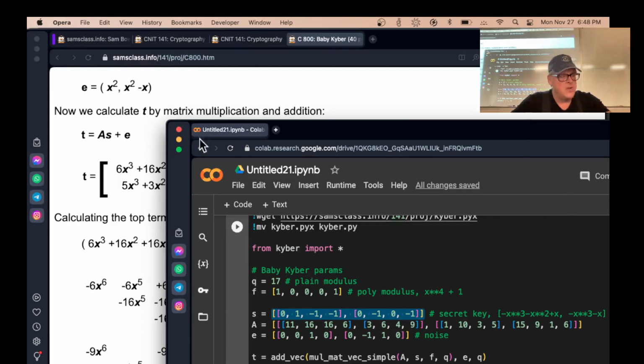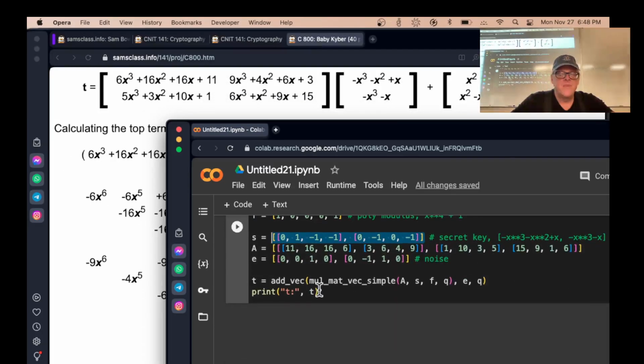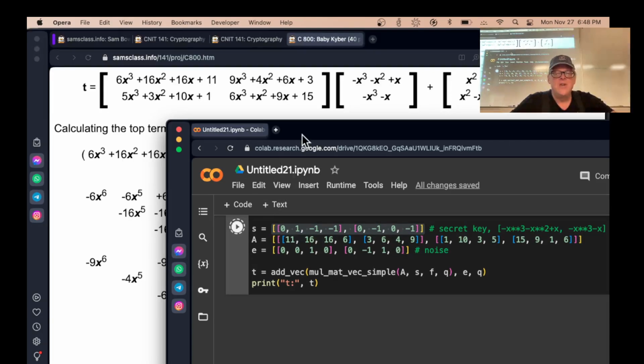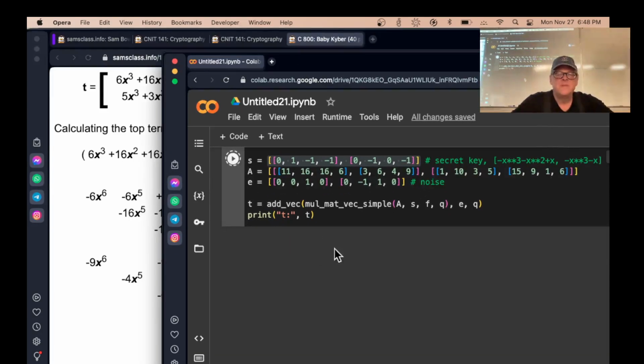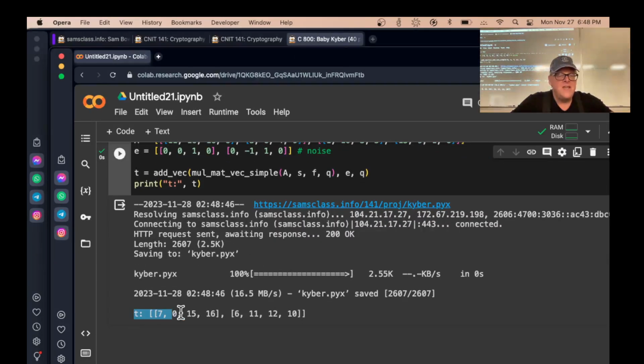And that's the noise term. So you calculate t here, and that will print it out. So when I run this, it's going to download code from my server, and then import the library, and then calculate t.